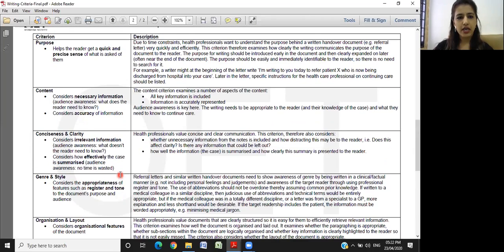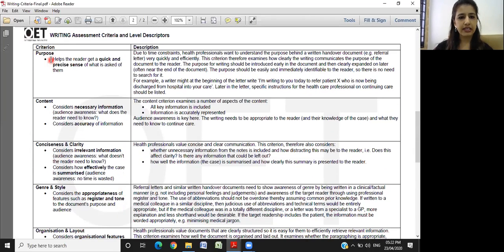Now, if you look at the purpose criterion, it helps the reader to get a quick and precise sense of what is asked of them. So this is an important factor that you would have to consider. Even in this particular task, if you look at the case notes, you have a lot of information about this patient. The purpose of writing this letter is requesting further tests or further confirmation of diabetes. So that is your main story.